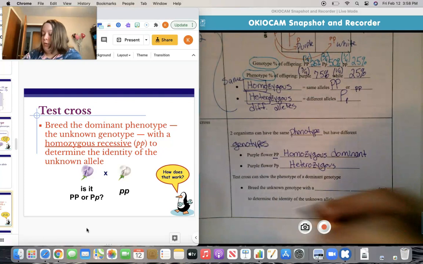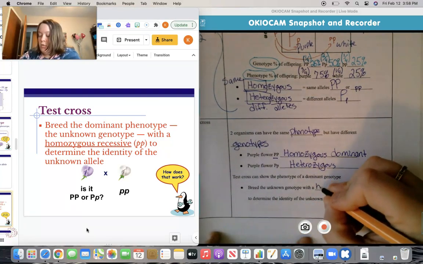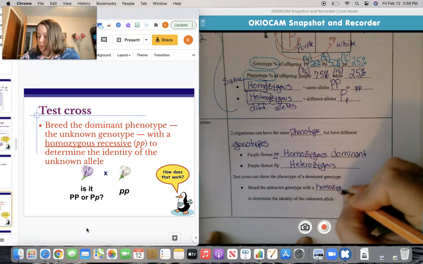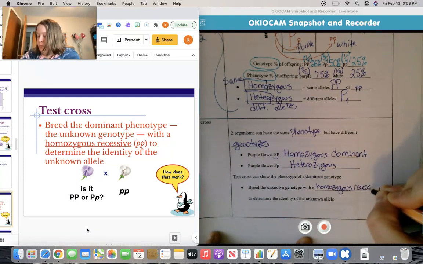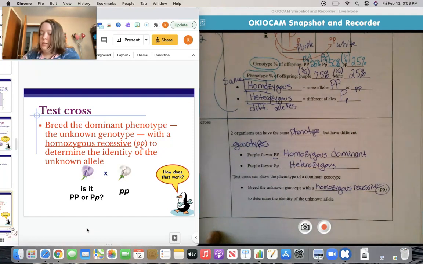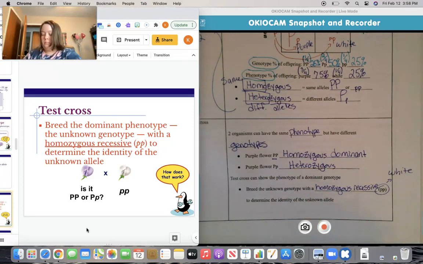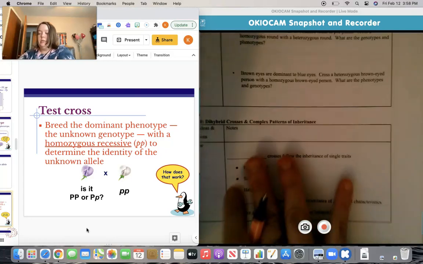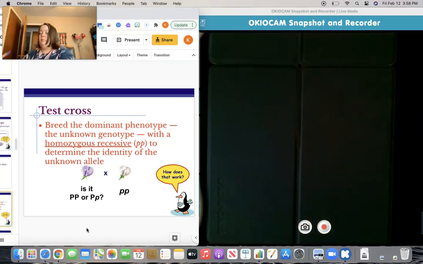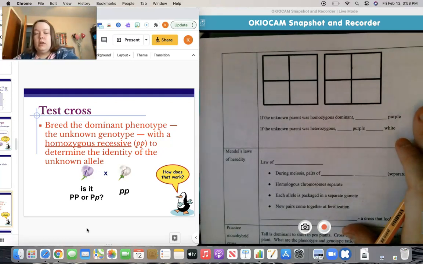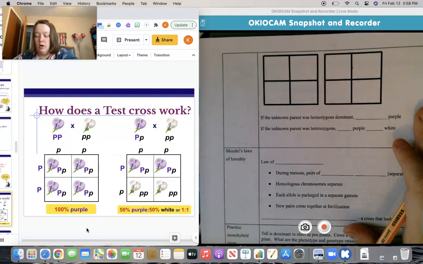And the way that I do this is by breeding this unknown flower with one that is homozygous recessive. In this case, homozygous recessive is small p, 2 of the same, small letters. And in this case, little p, that flower would be white. So I take my unknown purple flower and cross it with a white flower. And the reason this works is we're going to look at this in the format of a Punnett square. The reason this works is because when I cross it with a white flower or a homozygous recessive flower, I can look at the offspring and see what they are, and that'll help me determine the genotype of the parent.